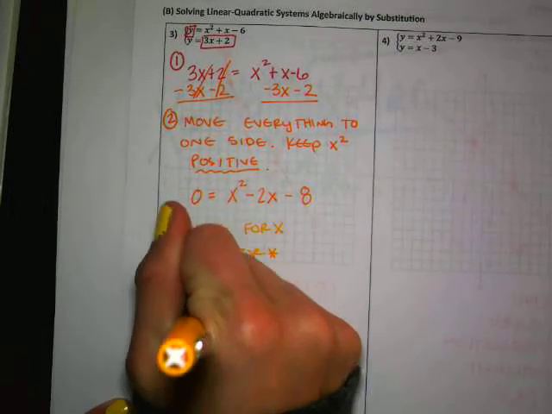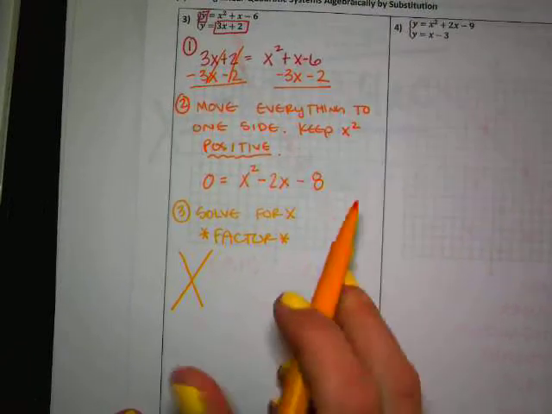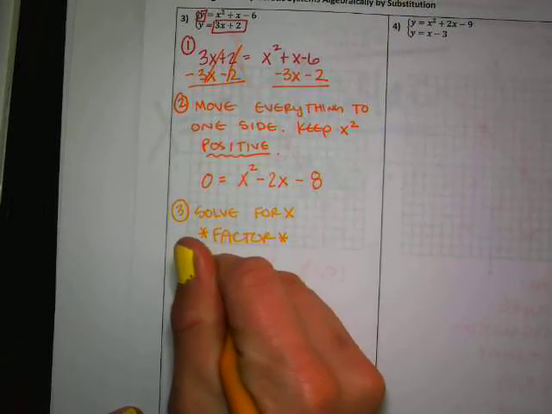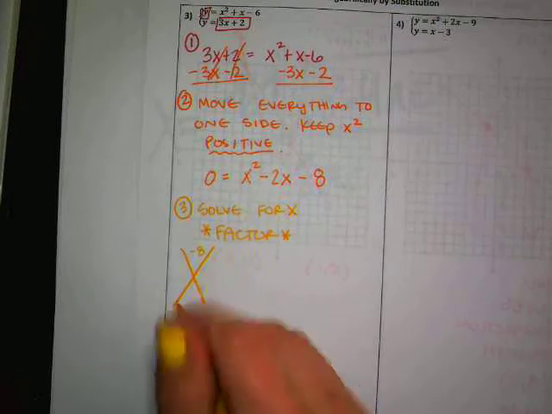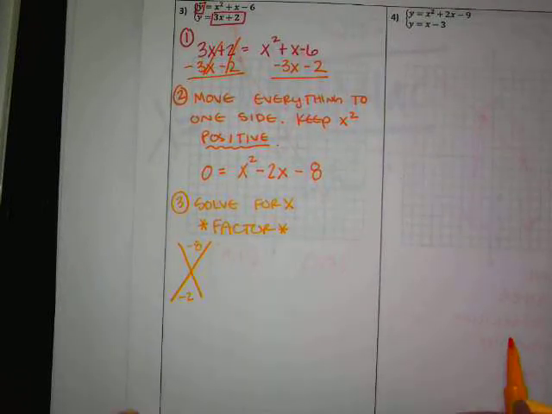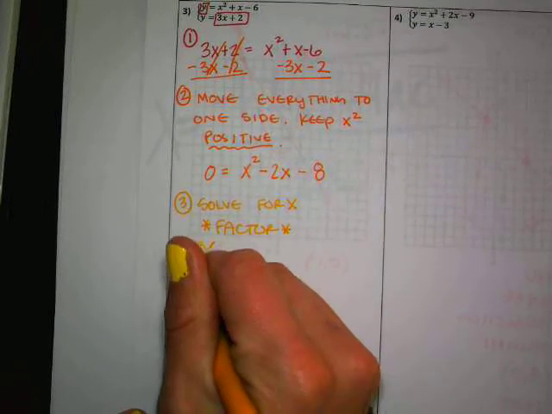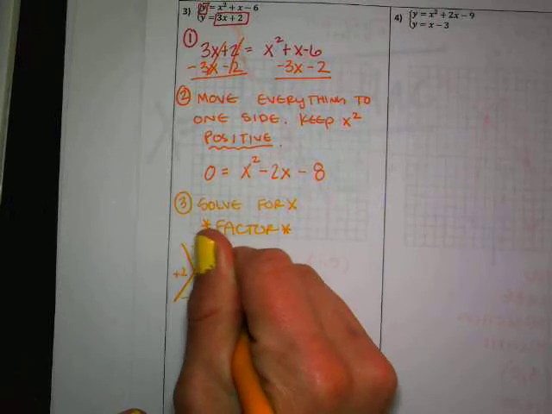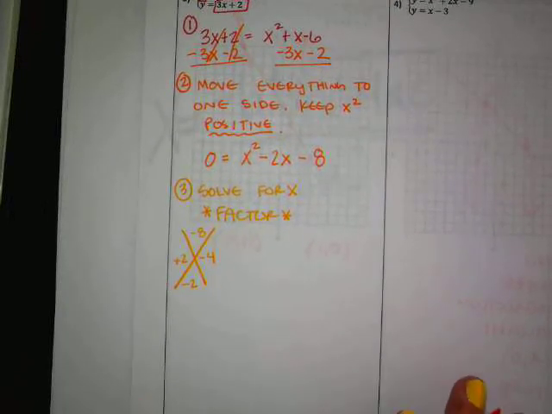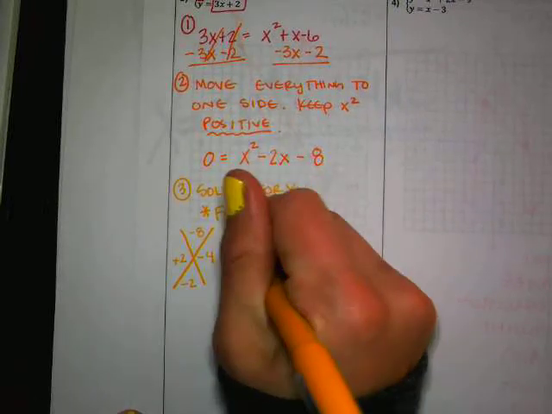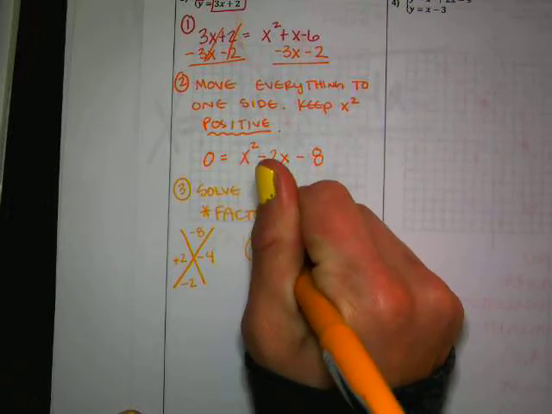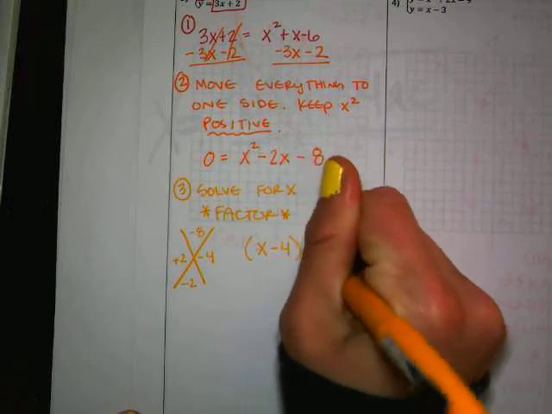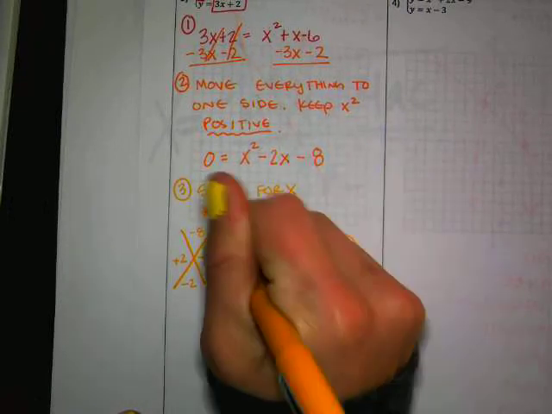Yes, so we're going to do the x thing. So we want what multiplies to give me negative 8 but adds to give me negative 2. Positive 2 and negative 4. So we're going to put those in my factors. X minus 4, x plus 2.